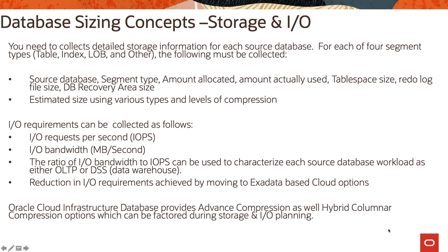The first one, database sizing concept, is going to cover storage as well as I/O considerations. You need to collect detailed storage information for each source database for each of the four segment types. That includes tables, indexes, LOBs, as well as others. And the AWR metrics, physical read-write total I/O requests per second, are used for measuring the I/O workload of a database instance. For destination sizing requirements based on ASM redundancy, you also need read IOPS as well as write IOPS separately, since the number of writes required will depend on the ASM redundancy which is desired at the cloud infrastructure destination.